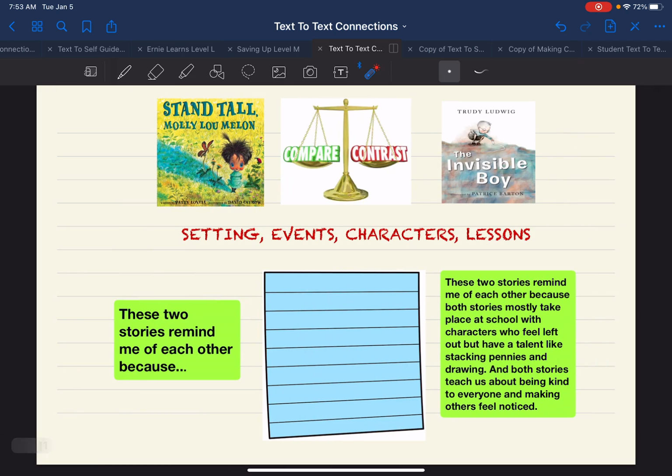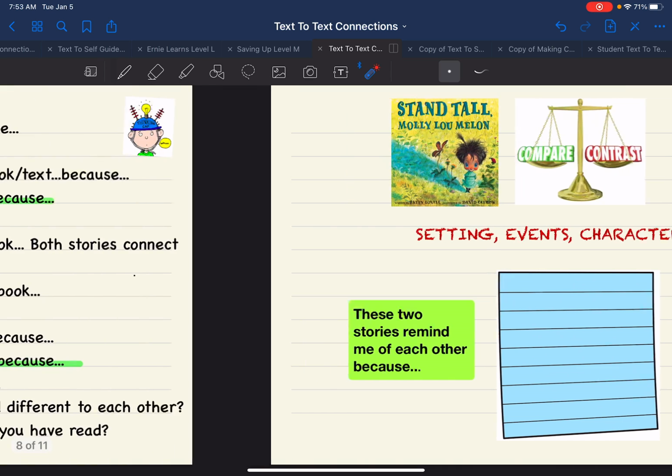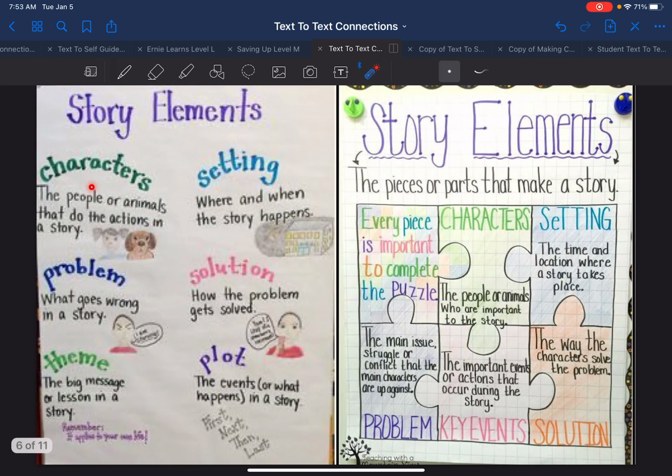So for example, readers, we have read Stand Tall, Molly Lou Melon. We're going to compare and contrast Molly Lou Melon to The Invisible Boy. The things that stood out to me when I was thinking of the story elements were their characters, the settings, where and when it happened, the problems of what was going wrong and how they were solved, the messages of the story, and the events or what happened in the story.